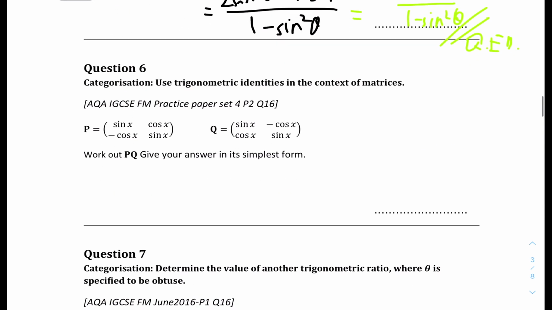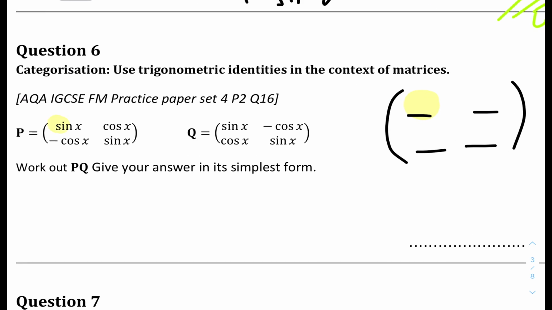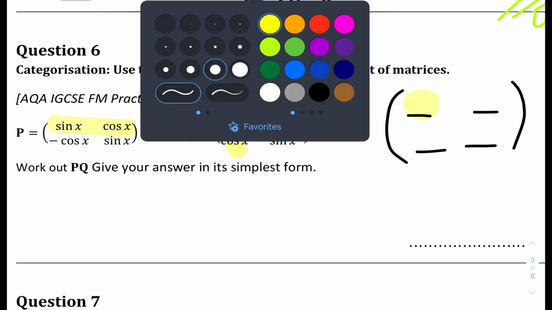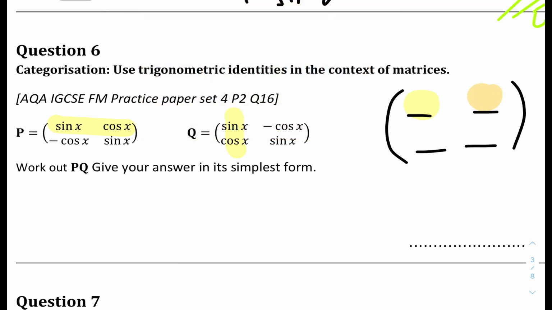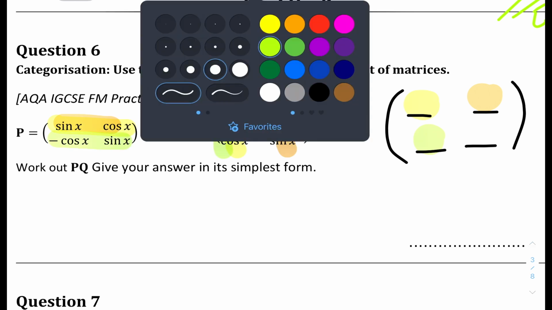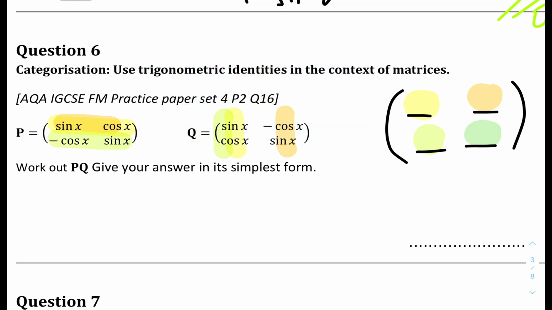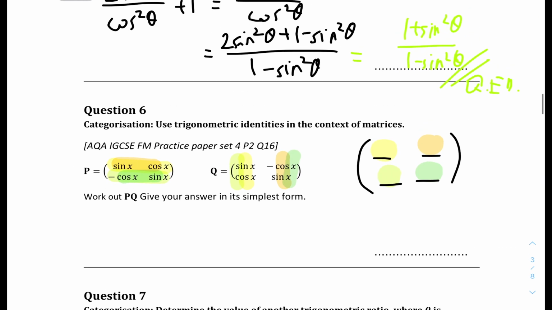Then question 6. Work out PQ giving an answer in the simplest form. And P and Q are matrices. So to multiply matrices, the answer will be like this, right? There will be a value here, value, value, and value. So the first value here, you get by multiplying this by this. And this value right here, you get by multiplying this by this. And the third value in the bottom right, you get by multiplying this by this. And the fourth value here, it'll be this times this. So let's just work that out.